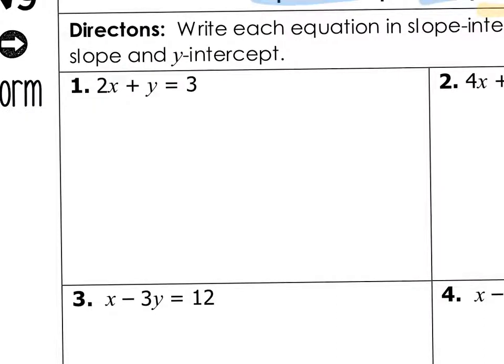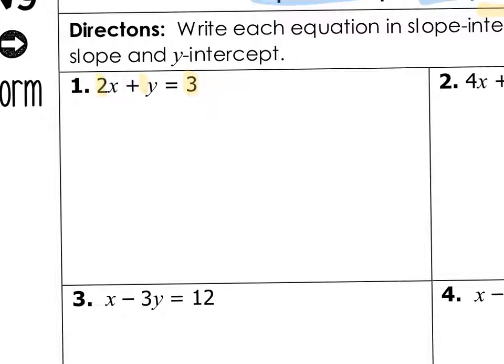So here we have an equation in standard form, 2x plus y equals 3. You can tell it's in standard form because it follows that ax plus by equals c. Notice how it's equal to a number. That's the whole standard form. And your x and y are on the left or right side, but together, okay? They're together, and they have coefficients.